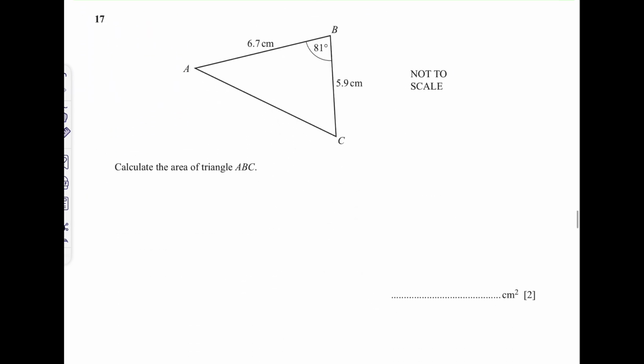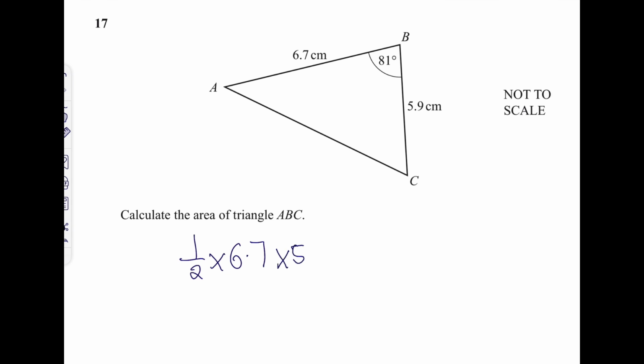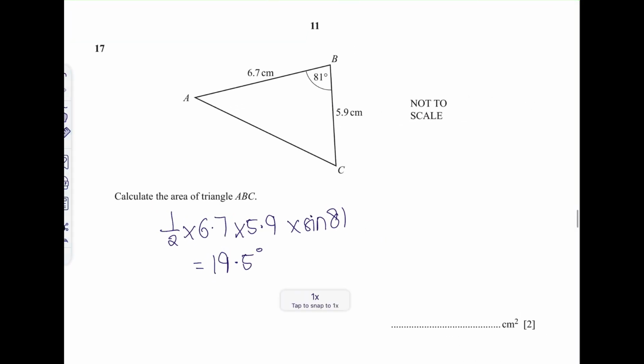Alright, moving on. It says calculate the area of the triangle ABC. So this is the triangle ABC. How do you calculate the area? Area is basically 1 by 2 times a times b times sine C. For any area using trigonometry, you need to have 2 sides and an angle between them. That's what we have here. So half into 6.7 into 5.9 into the sine of 81. Just put this in the calculator. That's going to give you 19.8 cm squared. Sorry, it's an 8 here.